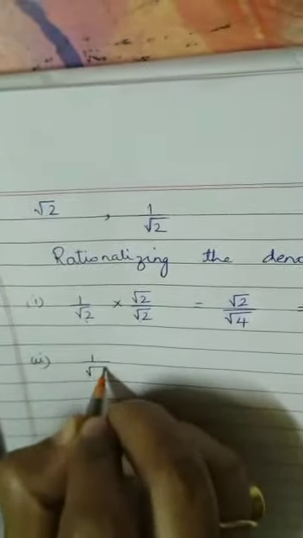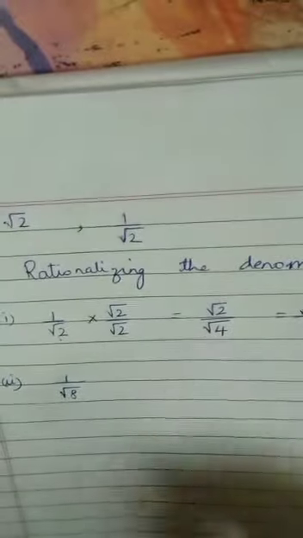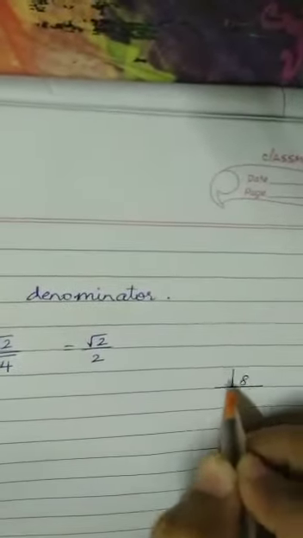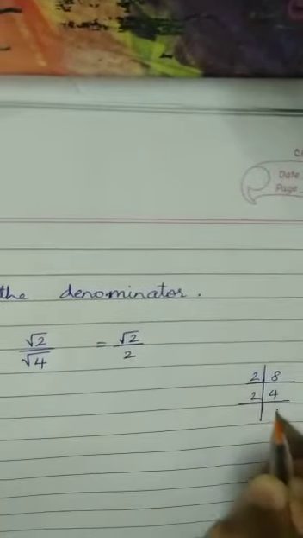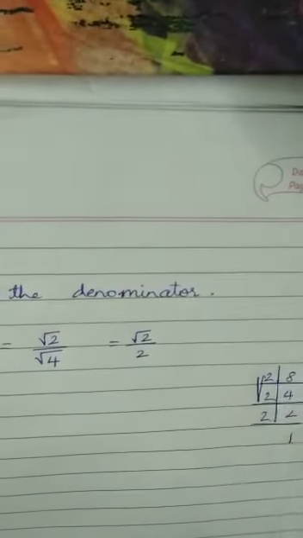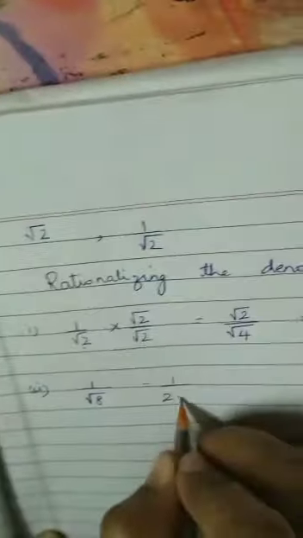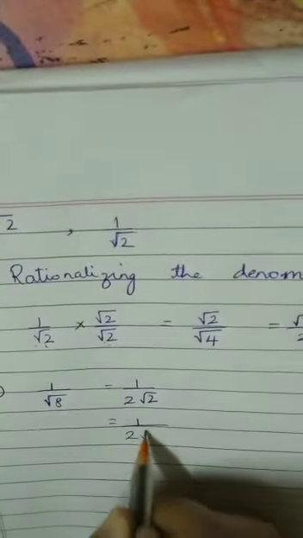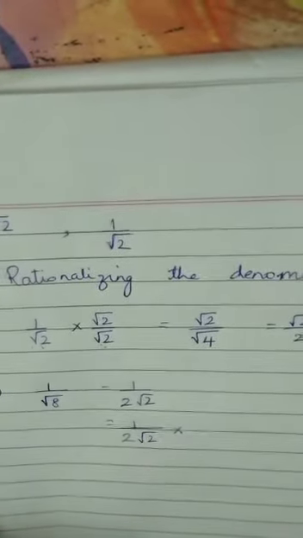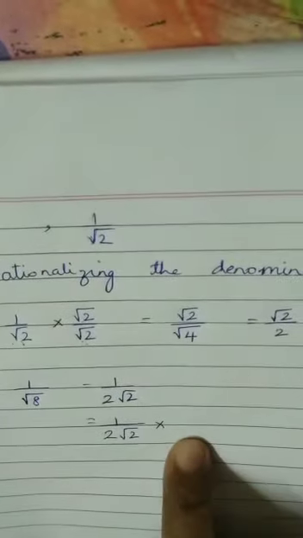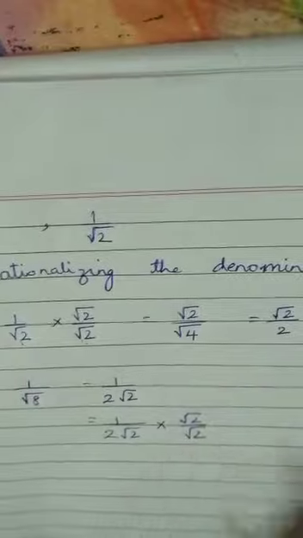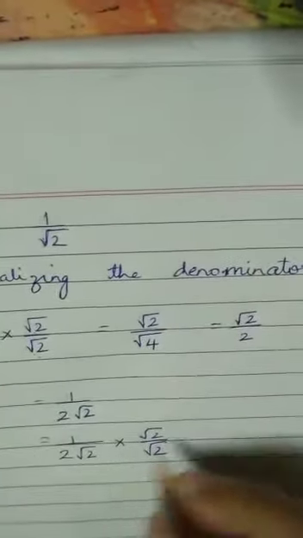Say if I have 1 upon root 8, right? Now I know that root 8 is nothing but 2 root 2, because these two will pair up and come out and there is a root left inside. So 1 upon 2 root 2. Now can you guide me as to what I should multiply and divide? Should I take 2 root 2 upon 2 root 2? Or is it enough if I take only root 2 upon root 2? I can take only root 2 upon root 2.